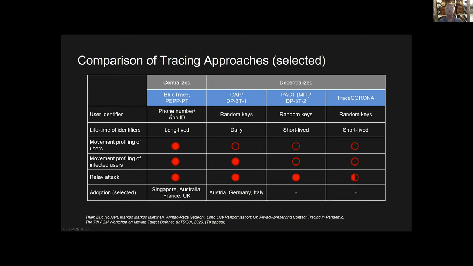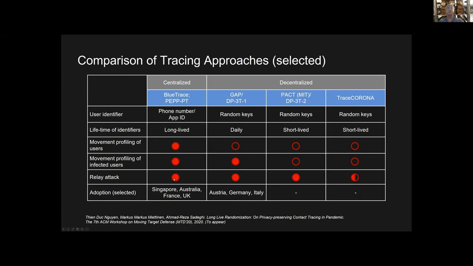And as you see, some of the schemes, like the centralized one, are vulnerable to these attacks. For example, you can build movement profiles of the infected users. Some of the decentralized ones are not vulnerable, depending on their implementation, and they can give certain guarantees against relay attacks, but they may not be able to give those guarantees, as is the case for many of them.